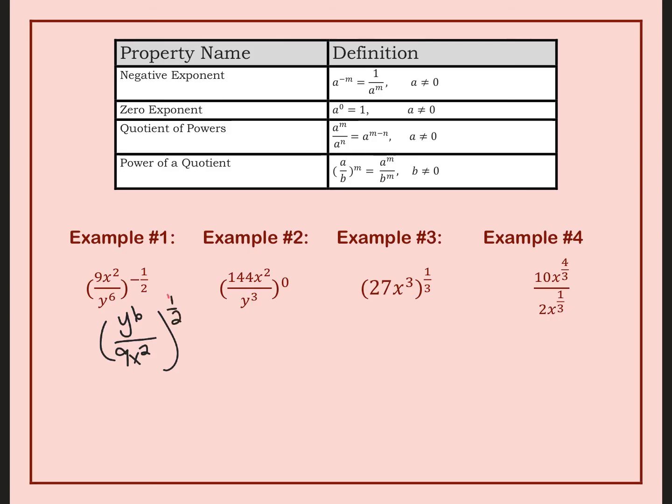And now I can distribute this 1/2 here and here. So y to the 6, but 6 divided by 2. Remember, 1/2 means the square root. The square root of 9 is going to be 3.